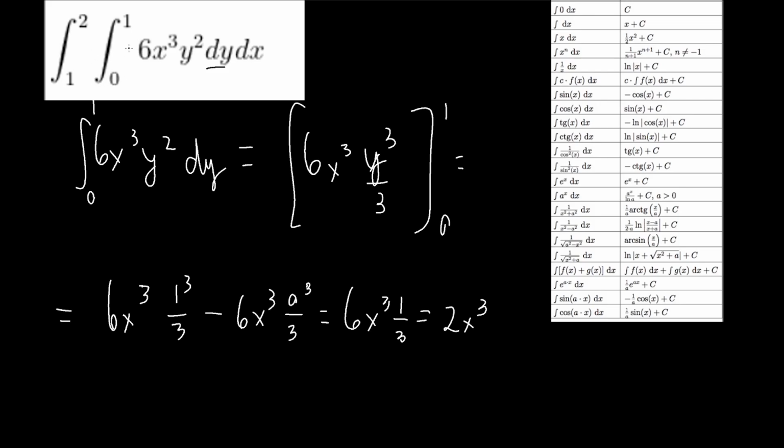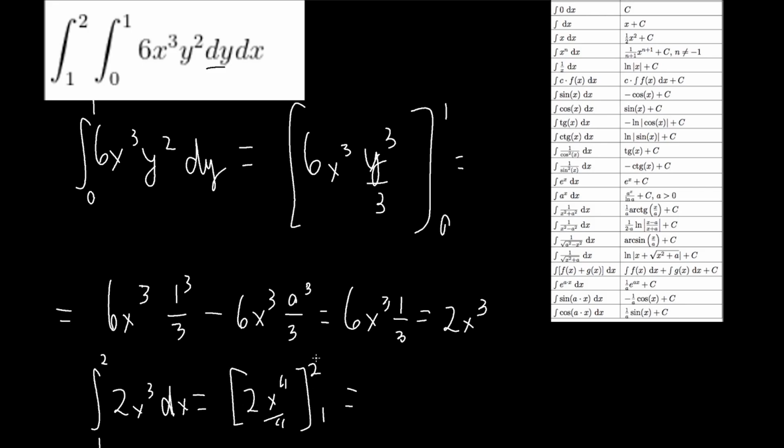Since there are two integrals, you just do them one after the other. We have 2x to the power 3 dx. And we do it the same way. So we integrate the x in the boundaries of the integral, which is 2x to the power 4 divided by 4, from 0 to 1. And now we substitute these numbers.